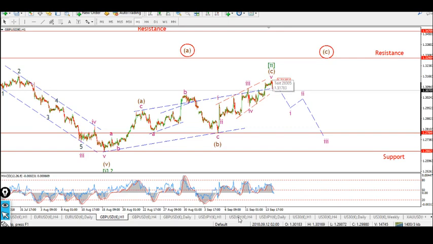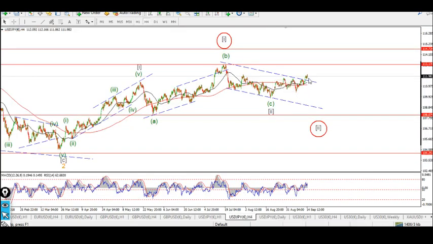Okay, so that's pound dollar. Let's get into dollar yen. And we've got a nice move up in dollar yen again this week. So since that has happened, the odds of the alternate count are declining.